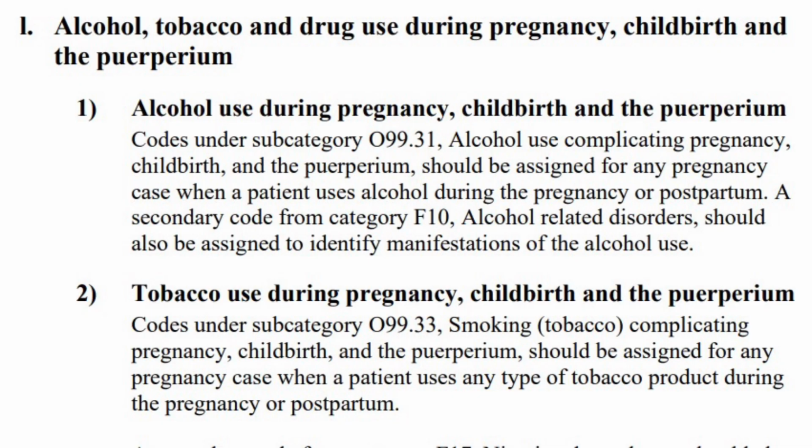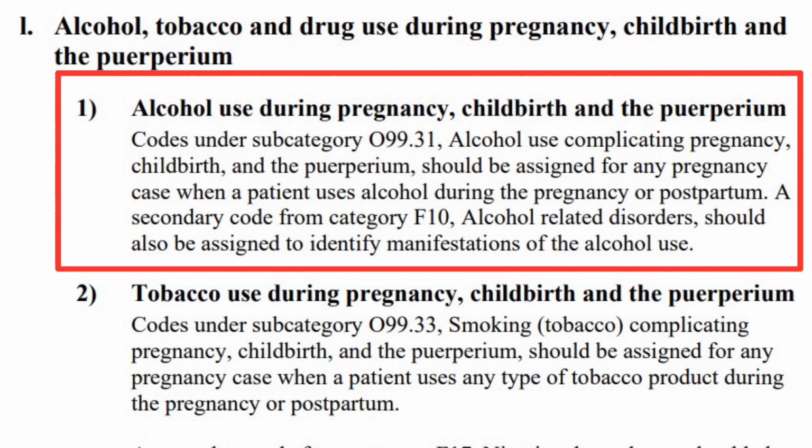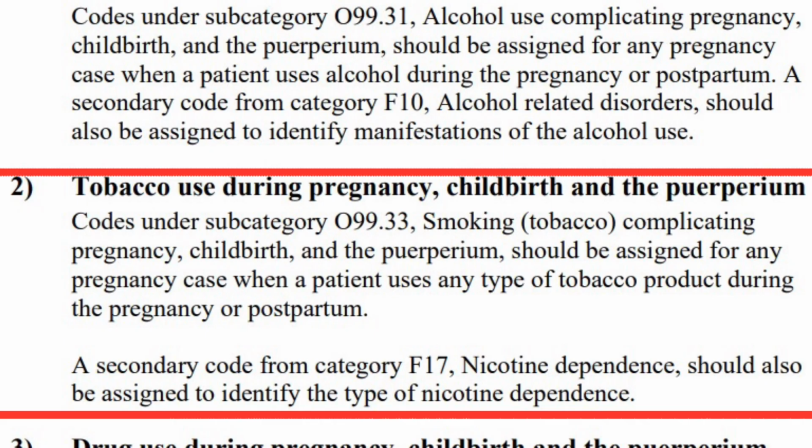The L point under chapter 15 is alcohol, tobacco, and drug use during pregnancy, childbirth, and puerperium. Under this, the first point, alcohol use during pregnancy, childbirth, and the puerperium. If the patient is using alcohol during the pregnancy or during the postpartum period, you'll be coding O99.31, which is alcohol use complicating pregnancy, childbirth, and puerperium. And also you'll be coding a secondary diagnosis, F10, which is alcohol related disorder, to identify the manifestation of the alcohol use.